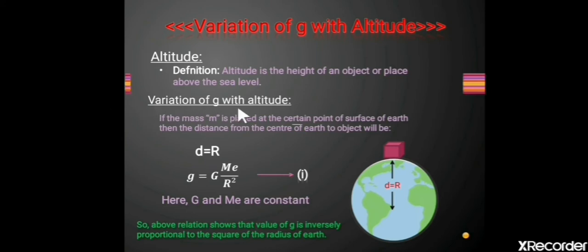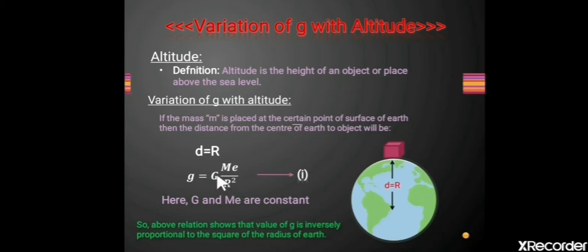Now, variation of g with altitude. Consider an object is placed at the surface of the earth and the radius of the earth is R. Then the distance from the center of the earth to the object will be equal to the radius of the earth. It means that d will be equal to R. Then acceleration due to gravity will be equal to capital G multiplied by Me upon R square.